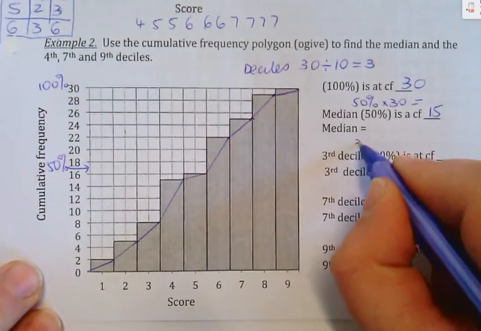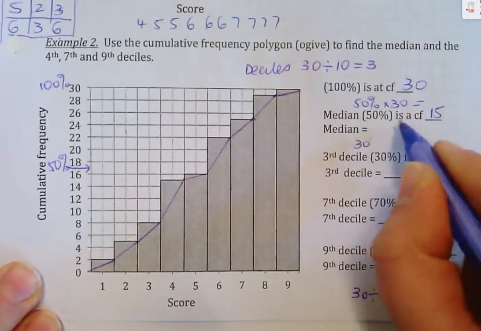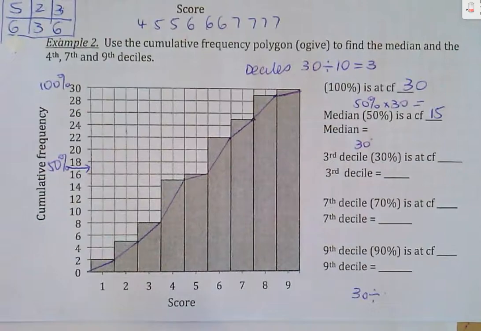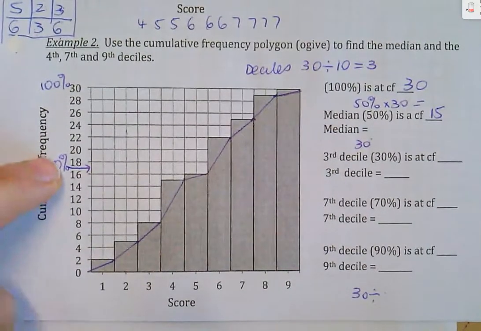But all we need to do for the third decile, let's do the median first. So the median we said was at, why am I there? I've made a mistake.